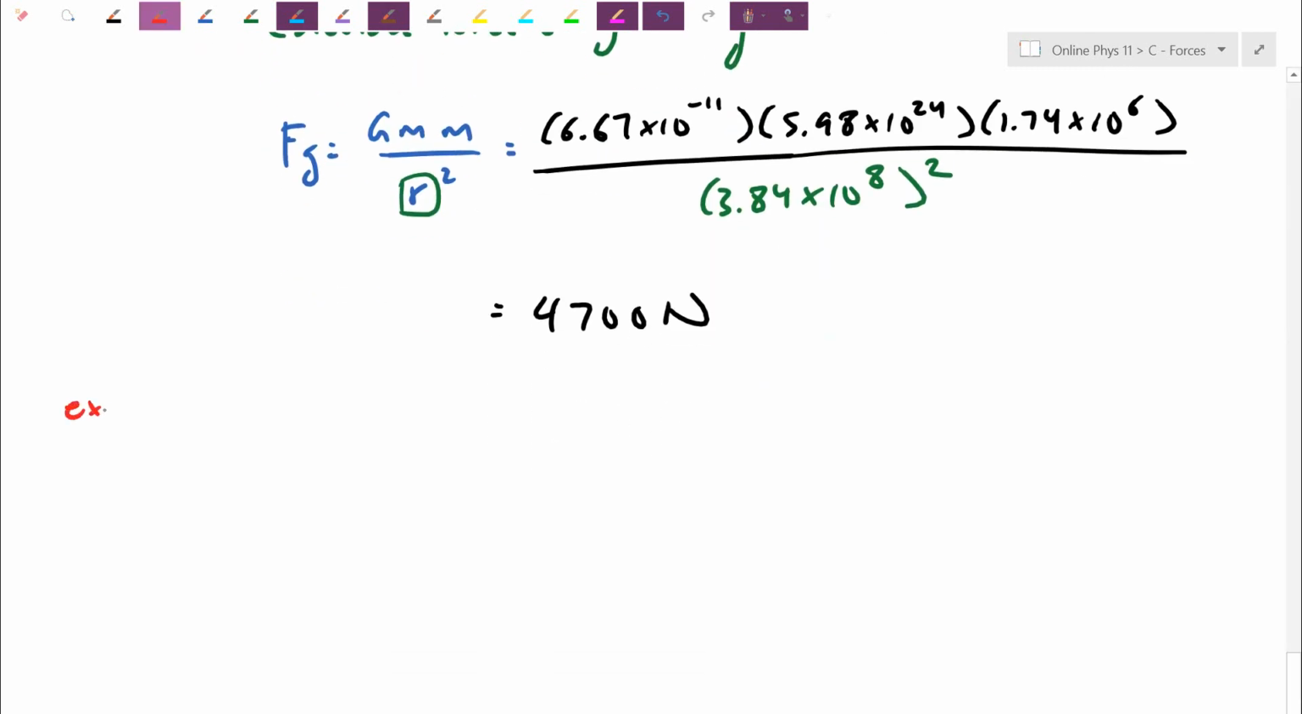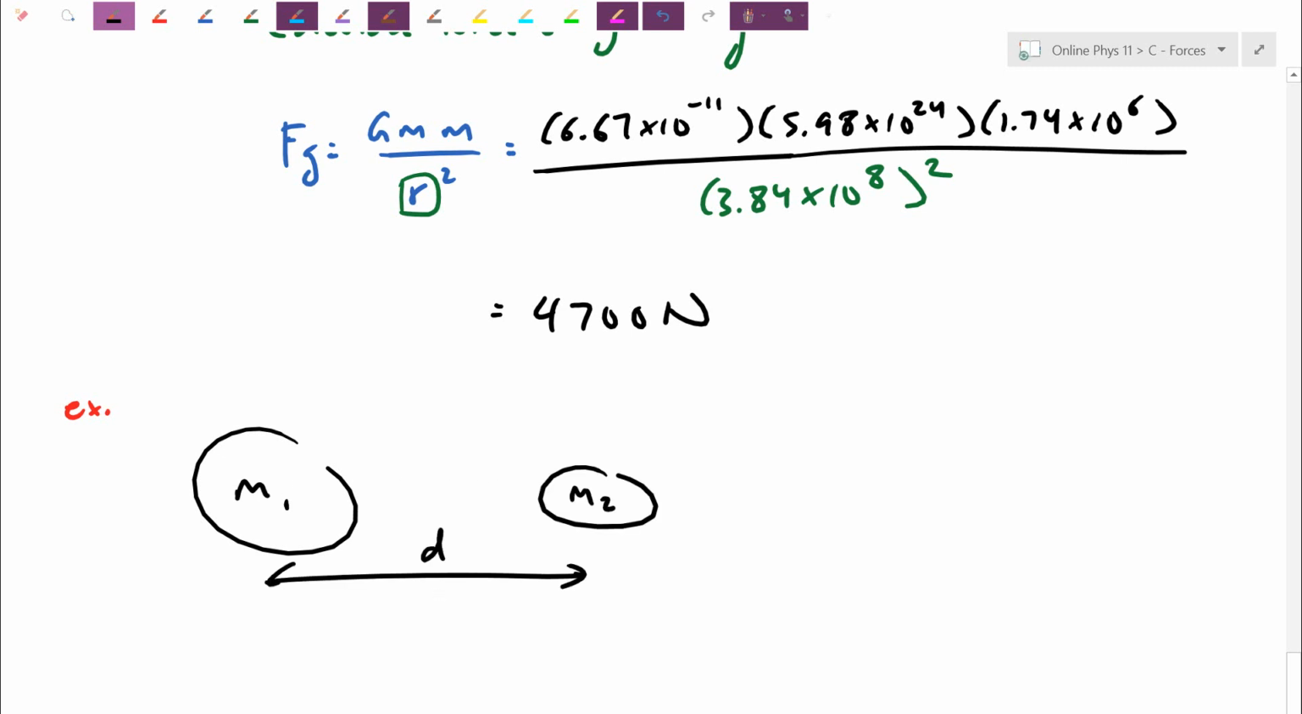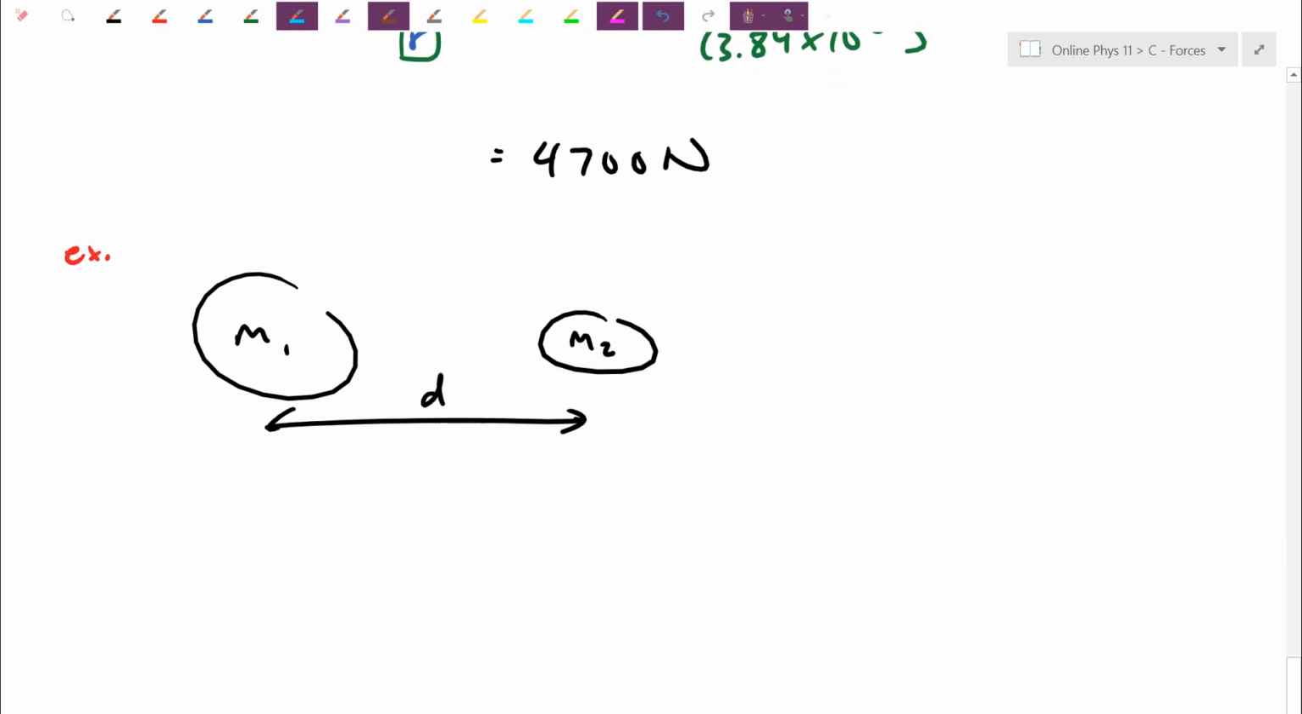There's another way they could ask this question, which is comparing it by ratio. In this case, we're talking about one planetary size object, let's say M1. The other object is M2. We're separated by a distance d. Maybe they're not in orbit around each other, so I don't want to say r there. Newton's law of universal gravitation says Fg is equal to Gm1m2 over r squared.